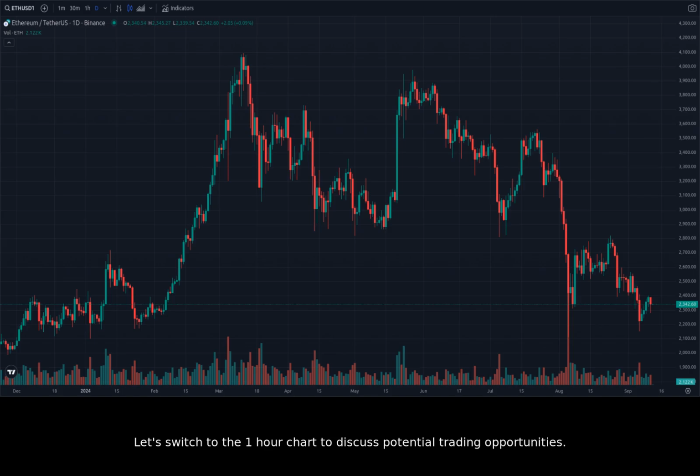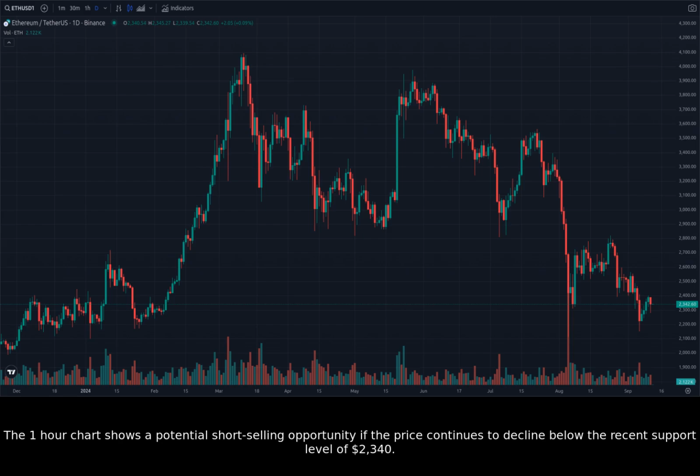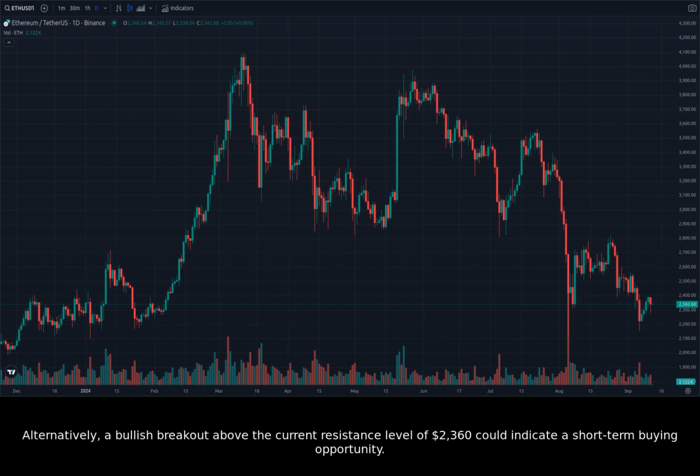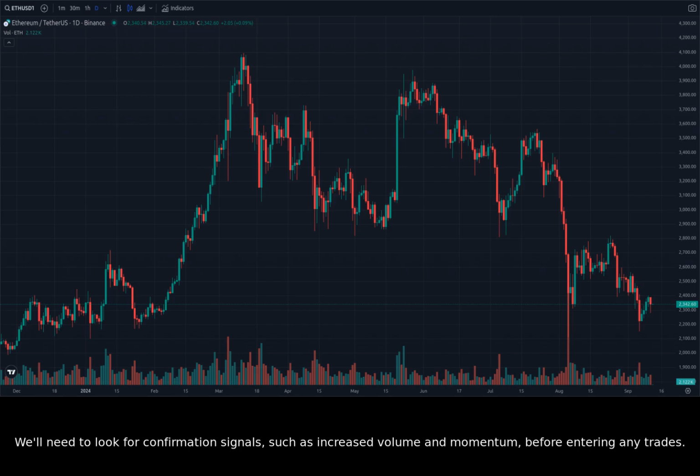Let's switch to the 1-hour chart to discuss potential trading opportunities. The 1-hour chart shows a potential short-selling opportunity if the price continues to decline below the recent support level of $2,340. However, we need to be cautious as the market is volatile and could reverse direction quickly. Alternatively, a bullish breakout above the current resistance level of $2,360 could indicate a short-term buying opportunity. We'll need to look for confirmation signals, such as increased volume and momentum, before entering any trades.